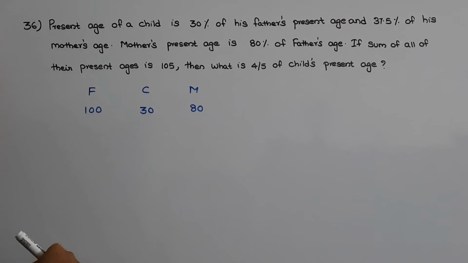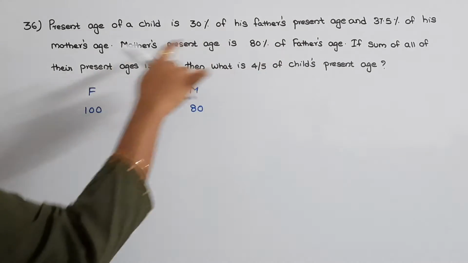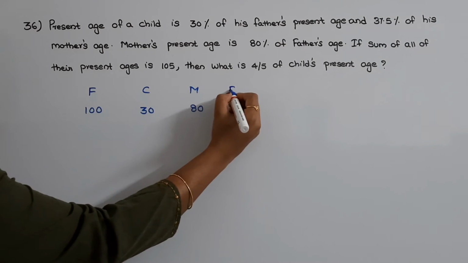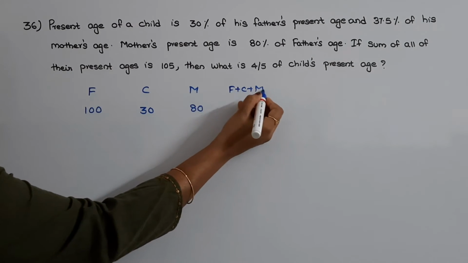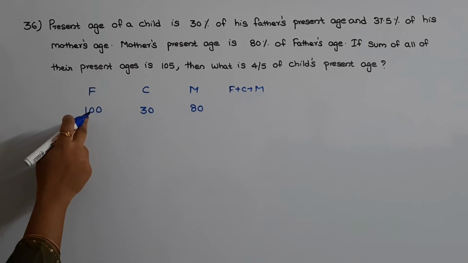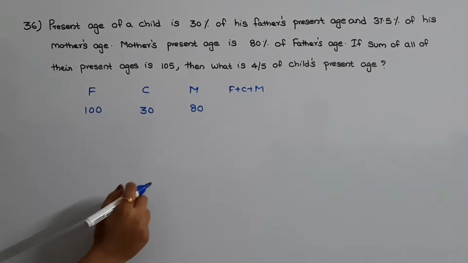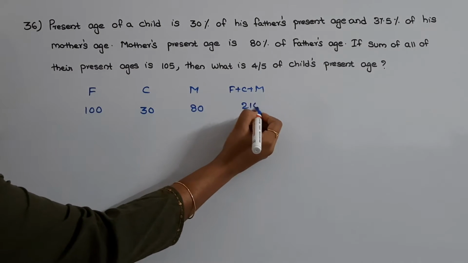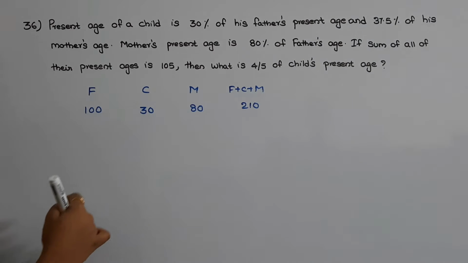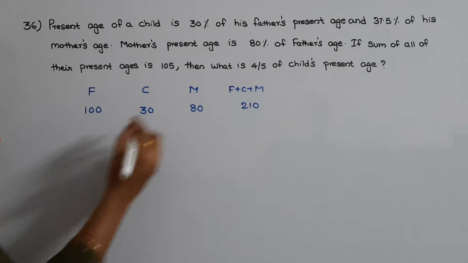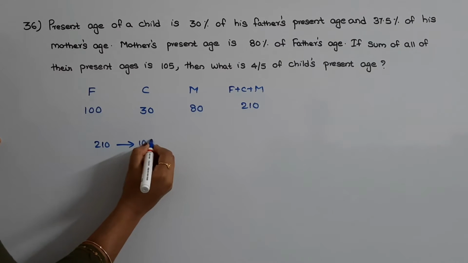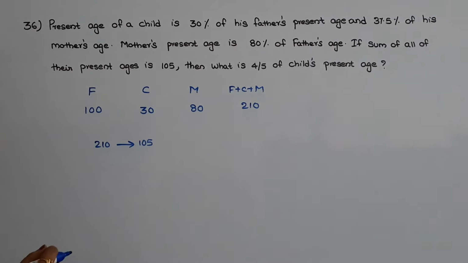They have given that the sum of all of their present ages is 105. So what is the sum of their ages when we have taken father's age as 100? The sum is 100 plus 30 plus 80, that is equal to 210. But in the question the sum is given as 105. So we can represent this 210 as 105.